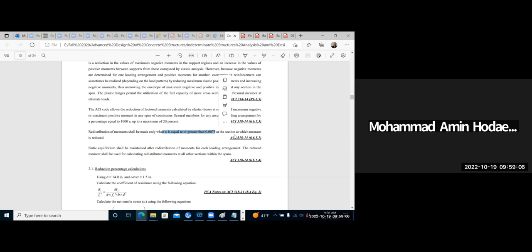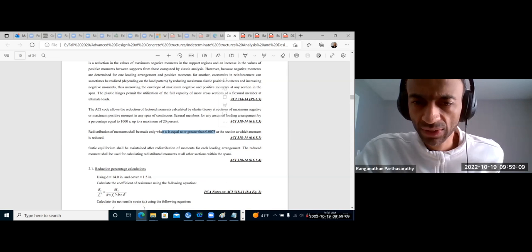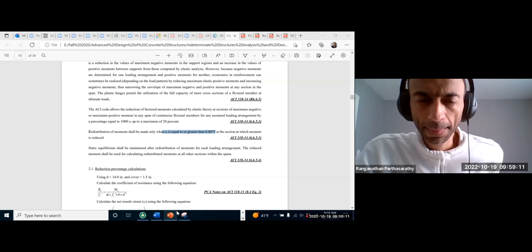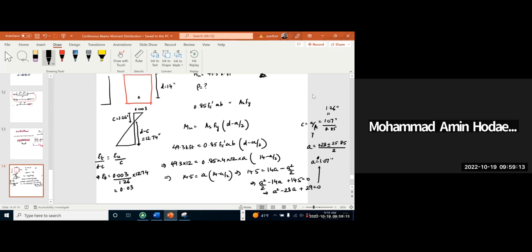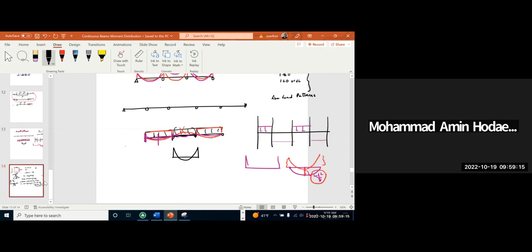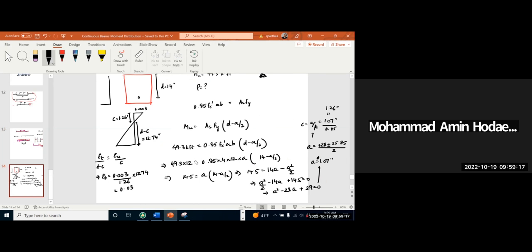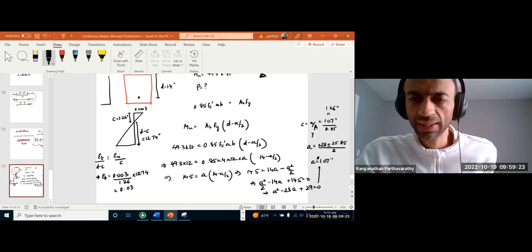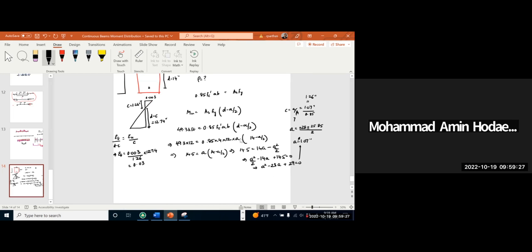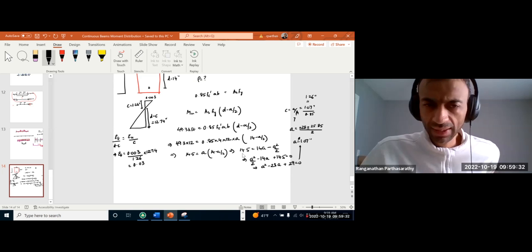Okay. Can you please go to your PowerPoint? Yes. Here, exactly. This formula, 49.3 equal to 0.85 f'c ab. In which stage are we when we assume this formula?